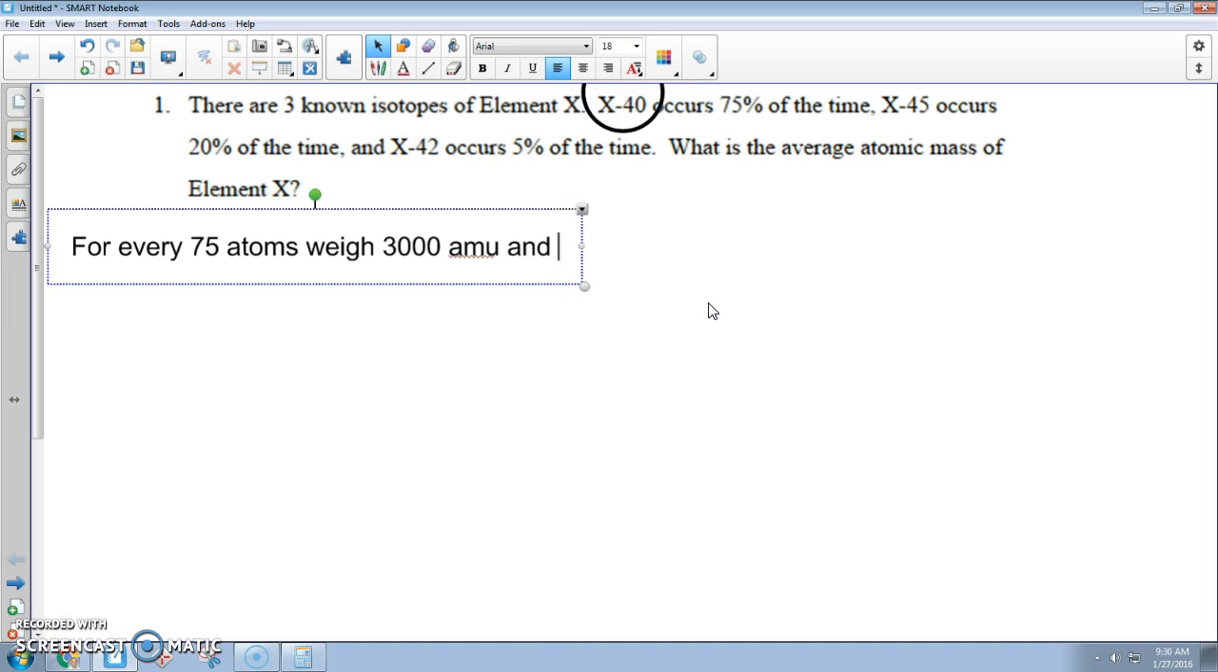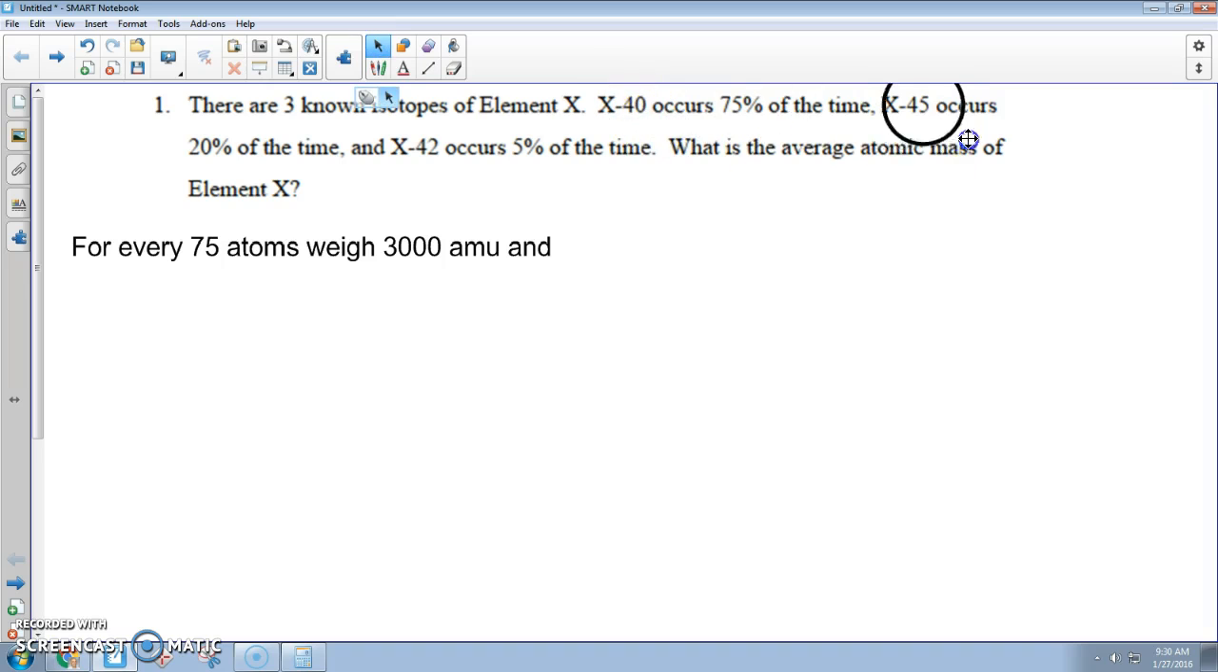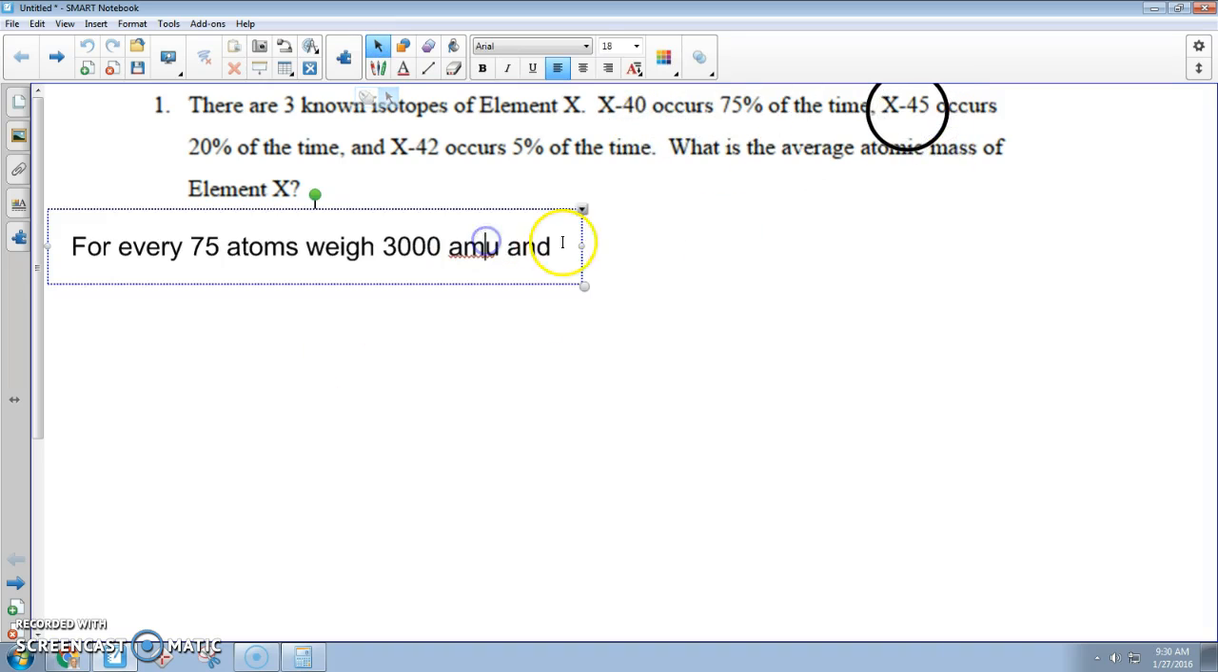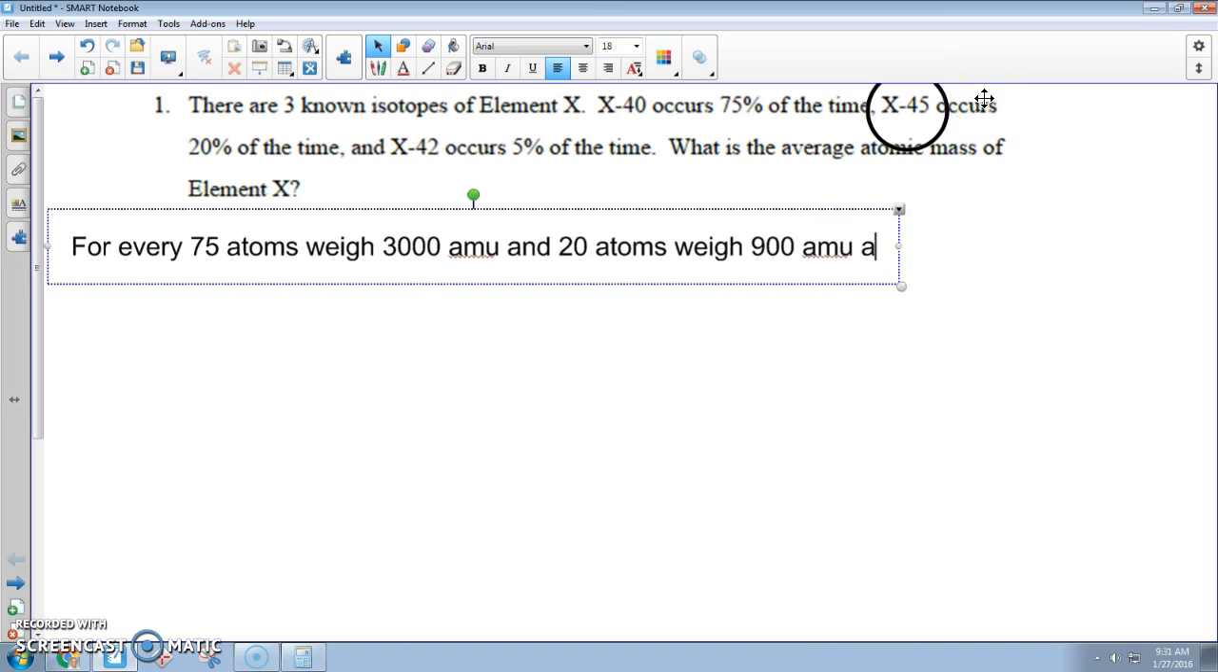And then for my next isotope, I have X45. And it happens 20% of the time. So that means I'm going to say that this 20% is 20 atoms. And those 20 atoms would weigh, one of them weighs 45. So 20 of them would weigh, 45 times 2 is 90, so 45 times 20 is 900 AMU.